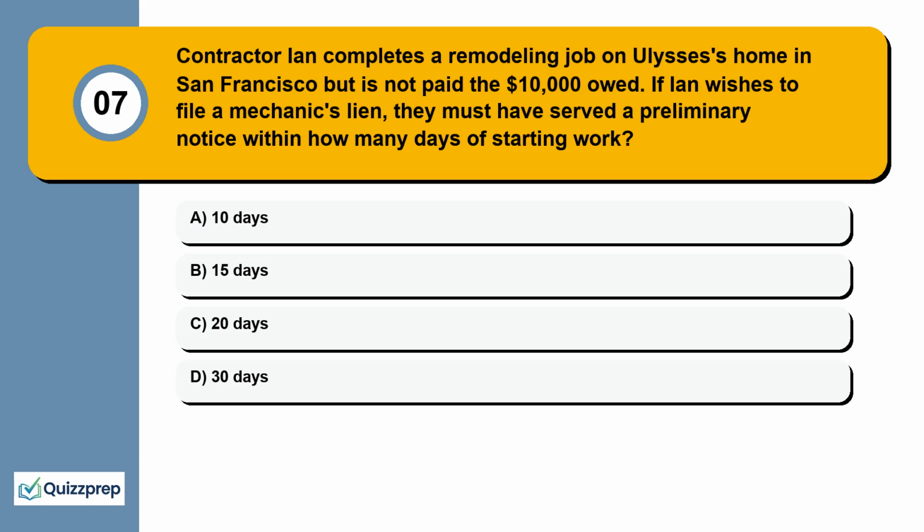Question 7. Contractor Ian completes a remodeling job on Ulysses's home in San Francisco but is not paid the $10,000 owed. If Ian wishes to file a mechanic's lien, they must have served a preliminary notice within how many days of starting work? 10 days, 15 days, 20 days, 30 days.